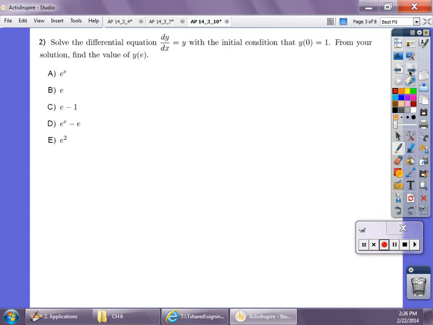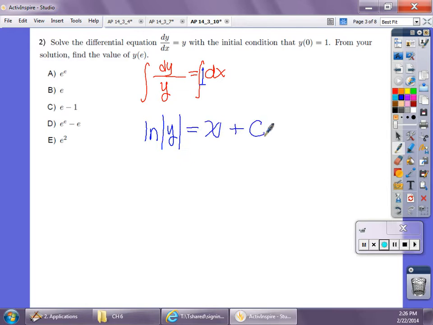Alright, second one. Solve the differential equation with the initial condition of y of 0 equals 1. Alright, dy, I would have to divide by y. I would have to multiply by dx. Remember, if there's just a dx, it's the same thing as you thinking about that being just a 1. Alright, left side, that's easy. Ln of absolute value of y is equal to x plus c. Remember, the derivative of x would just give us that 1.